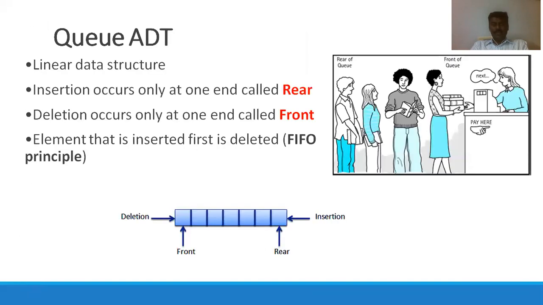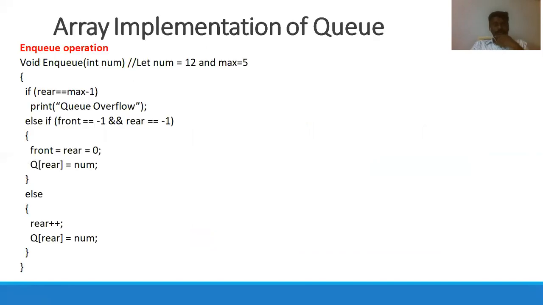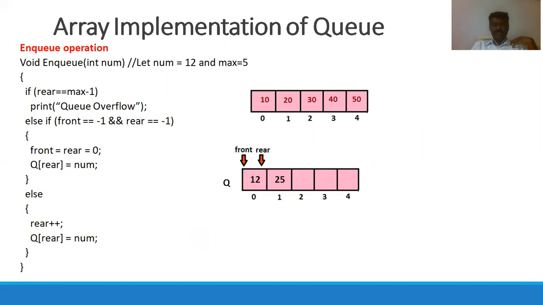The next one is the queue. Under the queue, you have the linear queue, the priority queue, and the double-ended queue. But in today's session we are discussing two important queue methodologies: one is the linear queue and another is the double-ended queue. In the linear queue, you insert an element at the rear position and delete an element at the front position. We discussed the operations and the two important conditions, overflow and underflow. Then the array implementation of queue with two important operations: the insert queue operation and the delete queue operation.